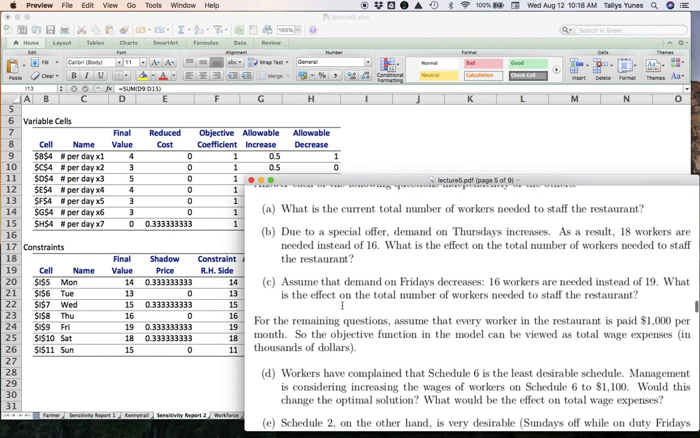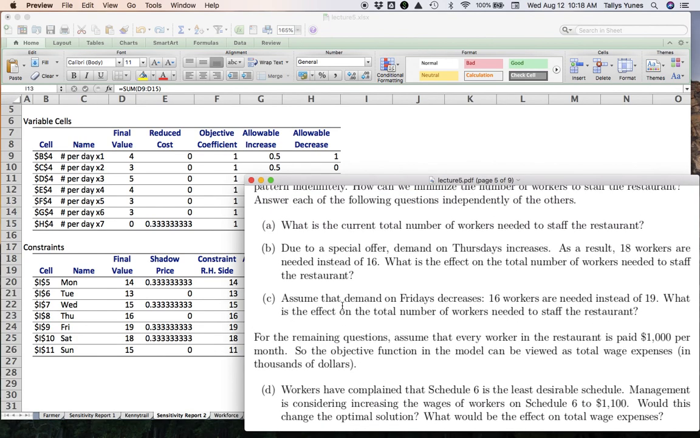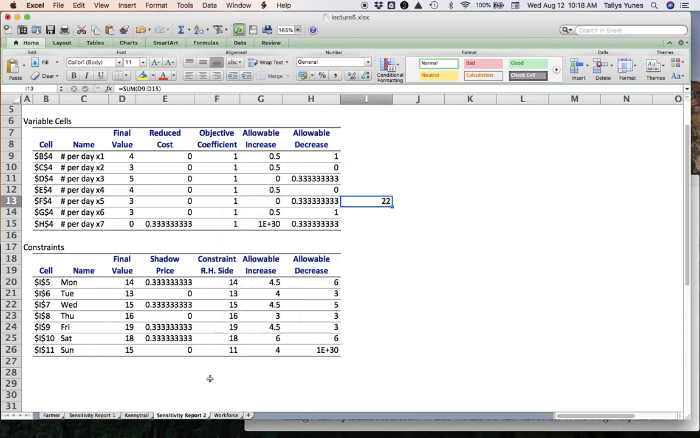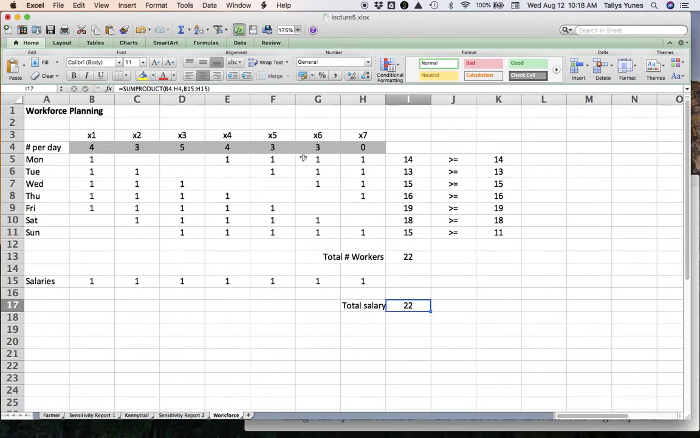Excellent. So question D. Workers have complained that Schedule 6, right, the work week type 6, is the least desirable. Well, let's take a look at that. Work week type 6. Okay, here's why they complain.